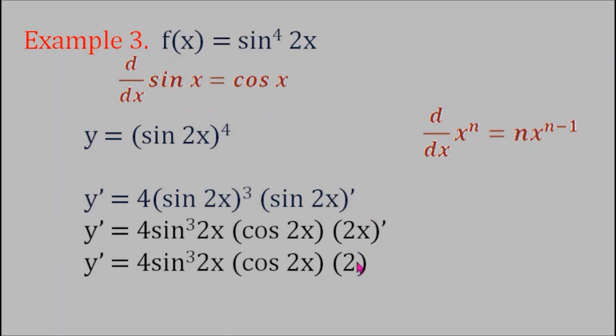And we have 4 sine cube 2x times cosine 2x times 2. And we can multiply this 2 here to this 4 up front. So our final answer is 8 sine to the power of 3 2x cosine 2x.